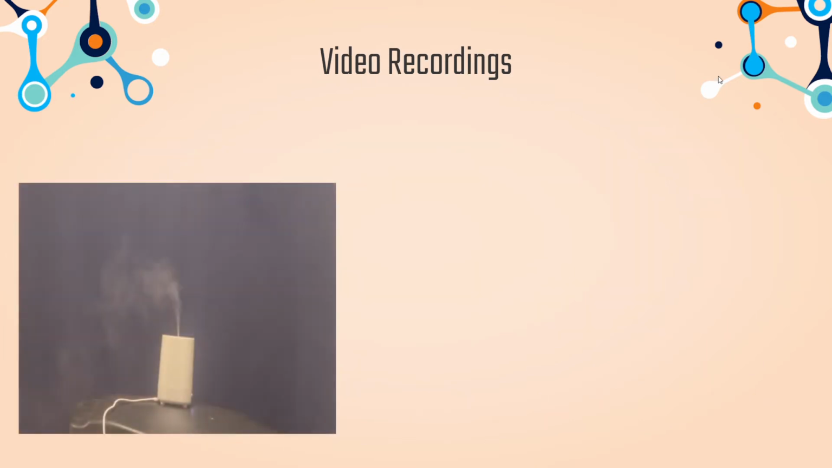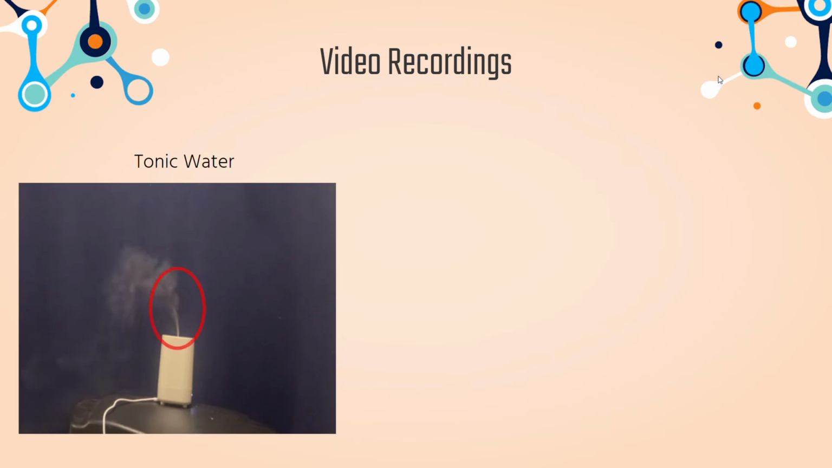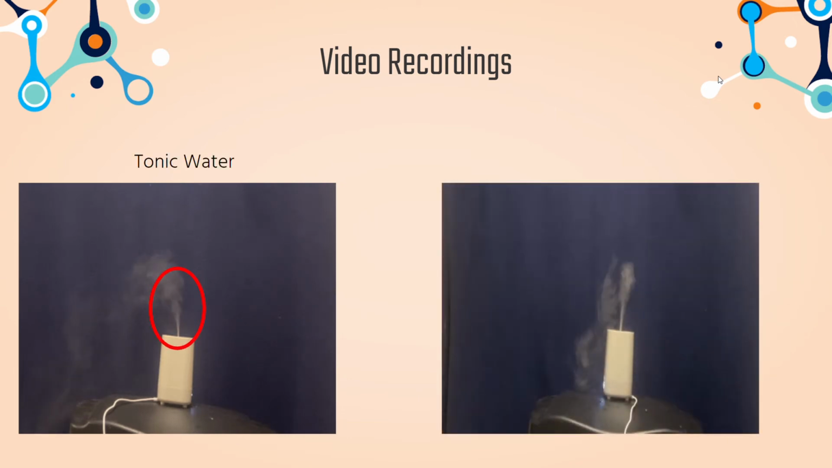As you can see in the videos, tonic water has a much longer laminar stream. The laminar stream is longer with tonic water because diffusion takes longer in the heavier fluid. The tonic water has a lower concentration gradient compared to water, which has a shorter laminar stream, and thus a higher concentration gradient.